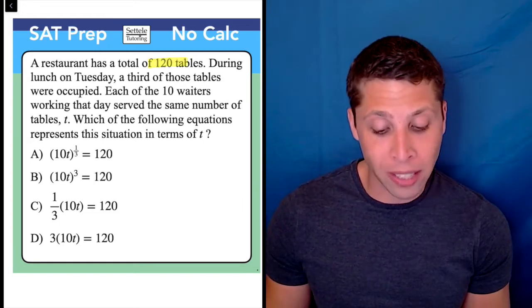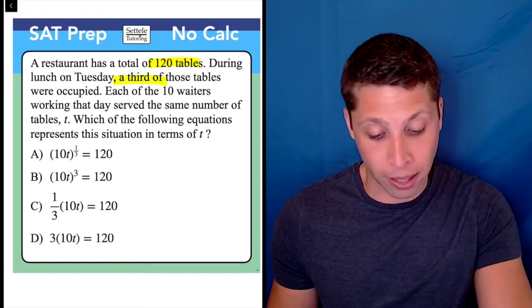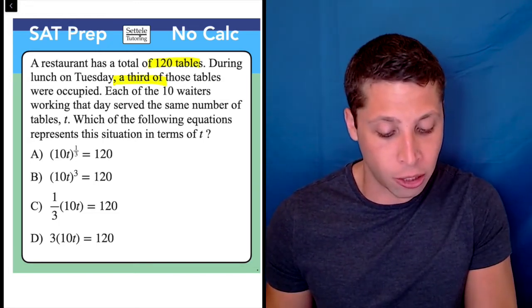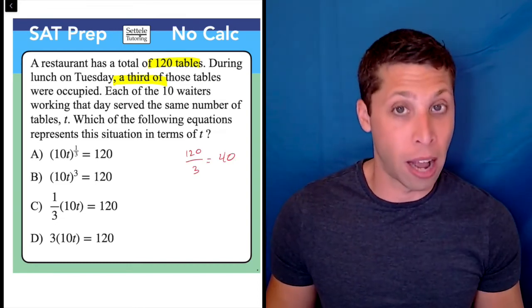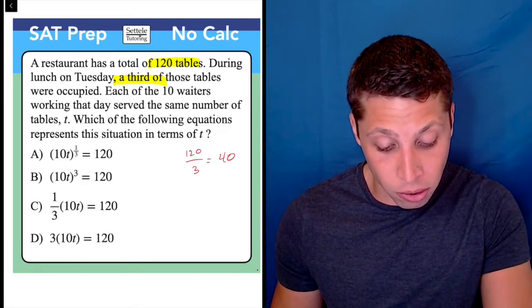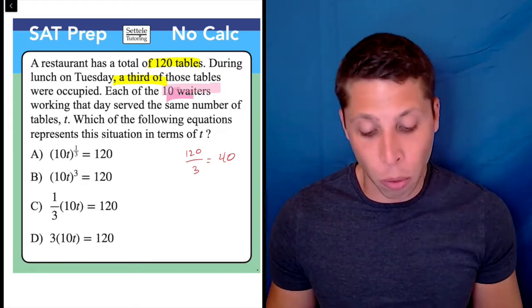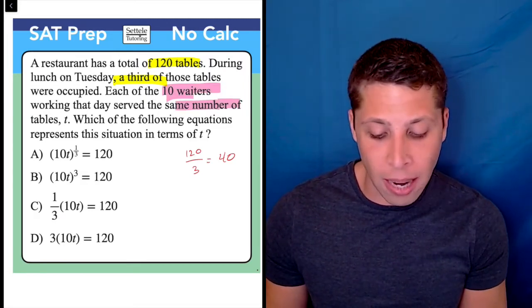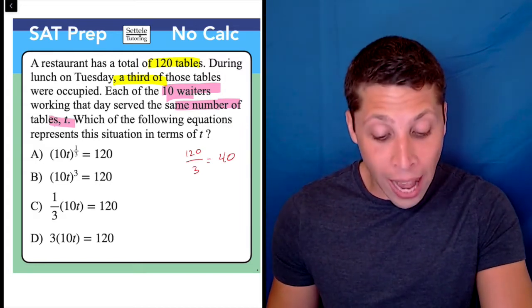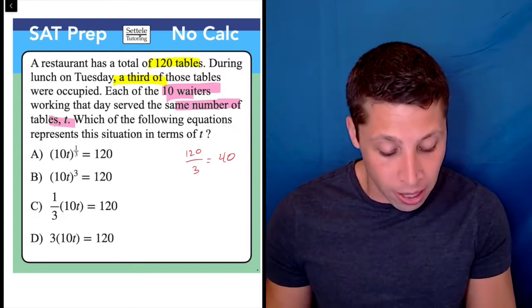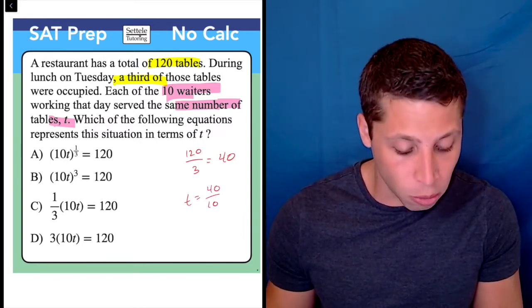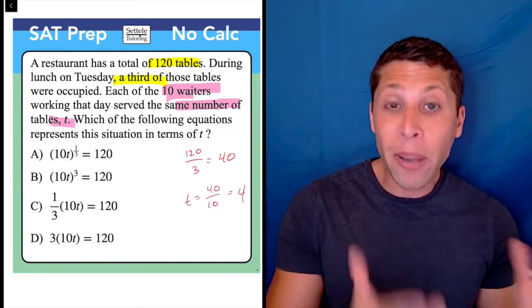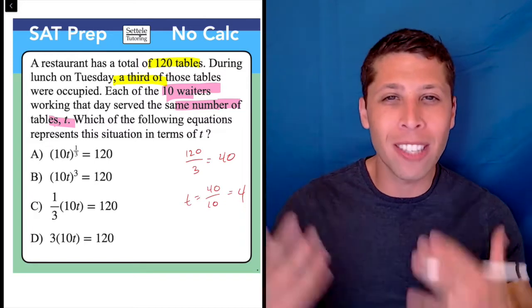There's 120 tables and a third of them are occupied. So that's a simple instruction, right? 120 divided by 3 would give me 40 tables that are occupied. What next? Well, they also say that there are 10 waiters who are working that day, and they're all working the same number of tables T. So we can actually solve for T here. T is going to be those 40 tables divided by the 10 waiters, so T is 4. Now we have a value that we can just plug into these equations and see what's going on.